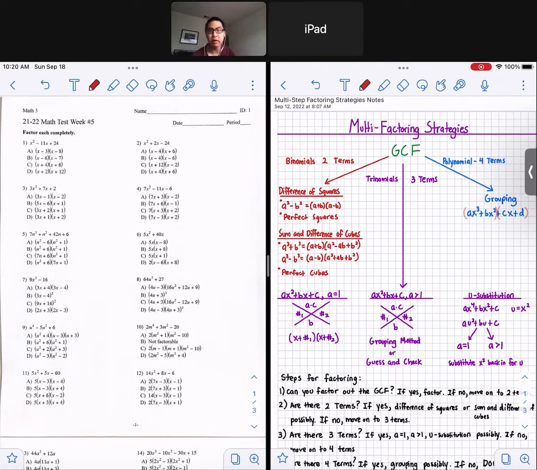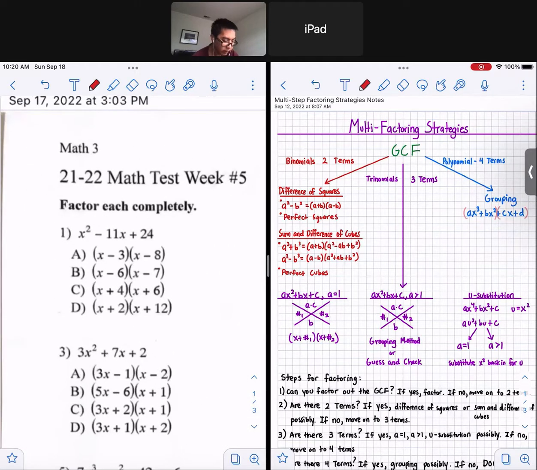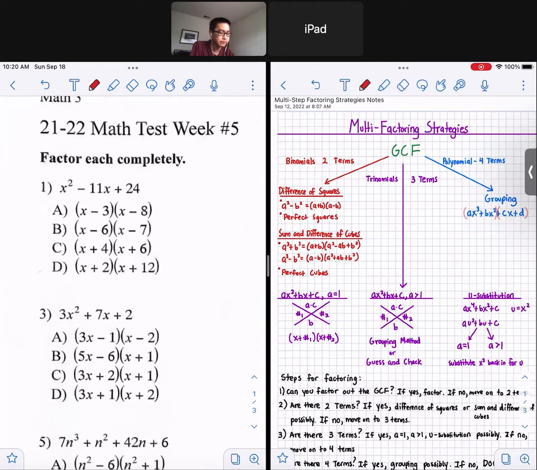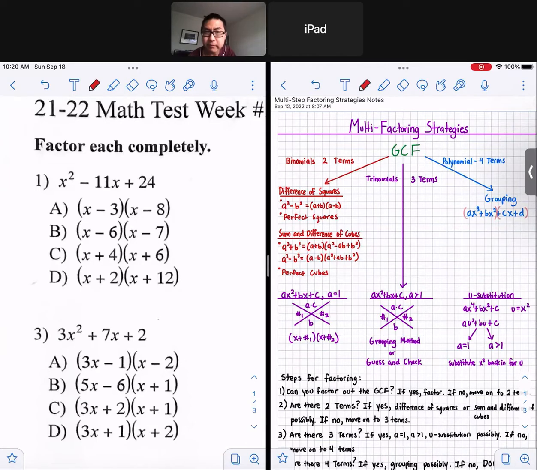Okay, so I'm just going to model these problems so that you can do well on the upcoming exam. I'm going to have the notes right here so that we can decipher which strategy we use with the help of our notes, so that hopefully you study and you'll be good for the test. So here we have number one.